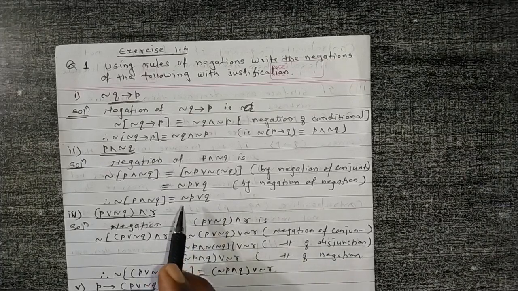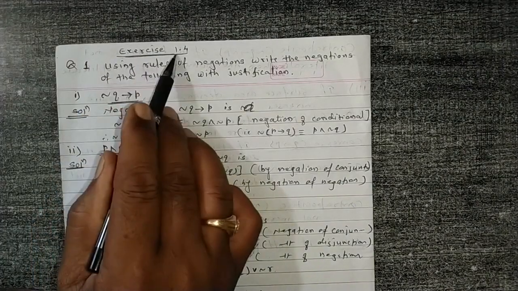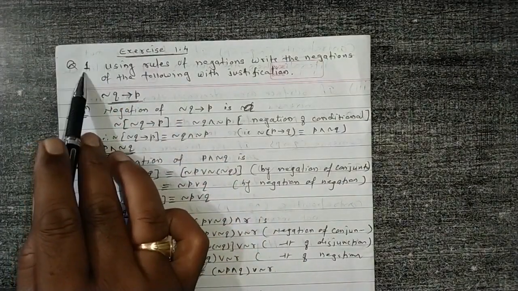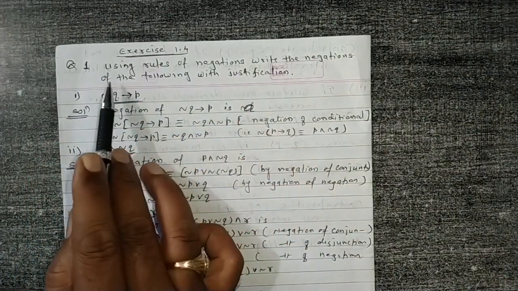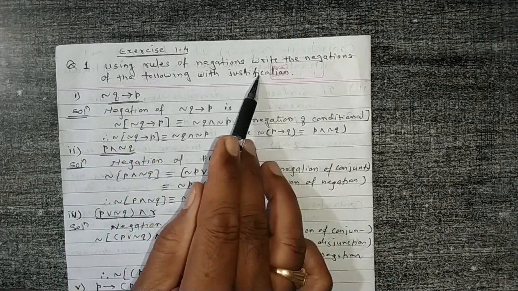Hello. Now today you can see some other type of examples on the rules of negations. Exercise 1.4, question number 1. Using rules of negations, write the negations of the following with justification.